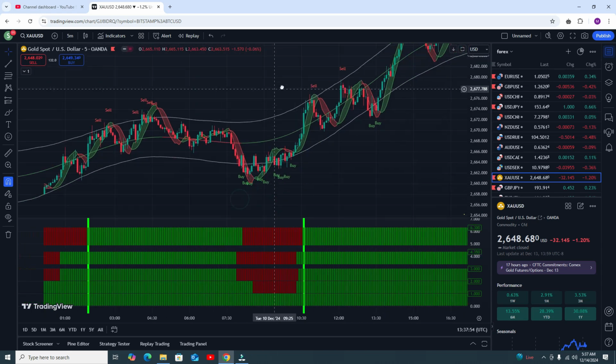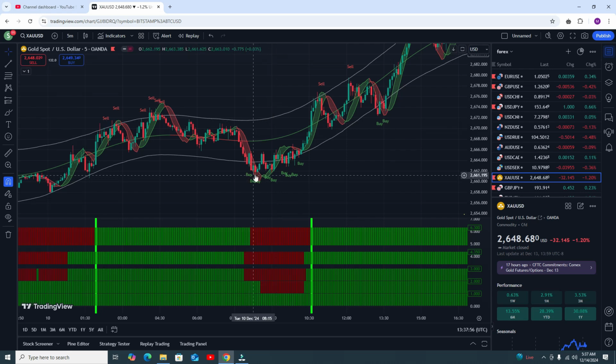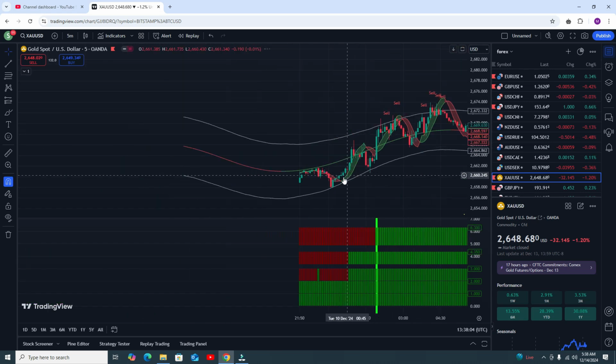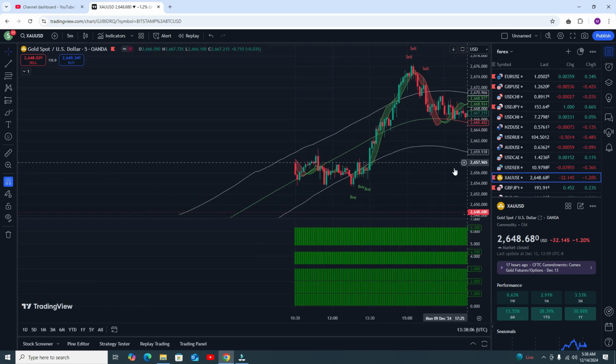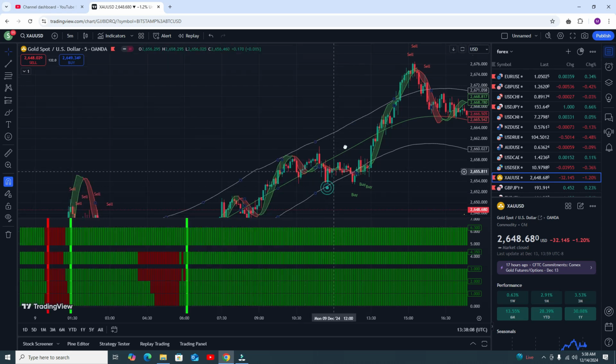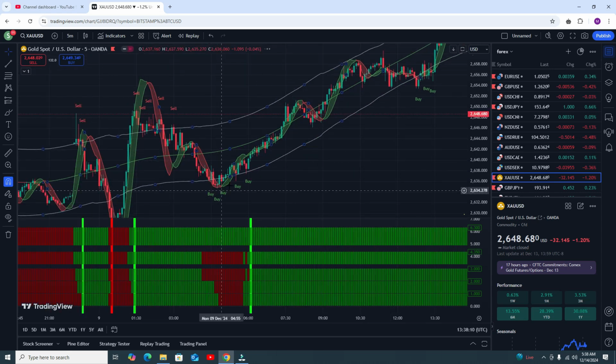Here, let me show you some more examples. Here you can see this was actually a good one, but according to our scenario, this is not our trade. This is the strong buy signal. This one is a weak buy signal at this point, because this row is green. So you need to follow the buy signal.